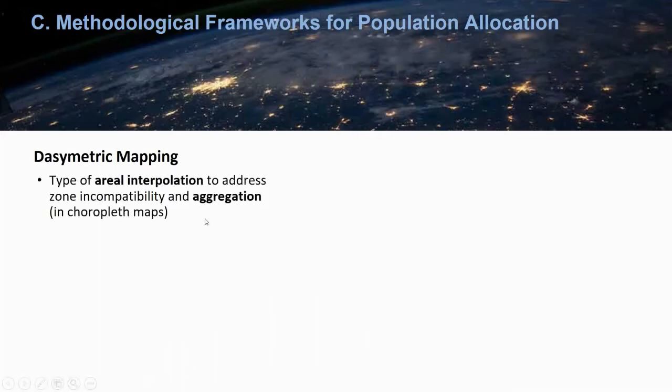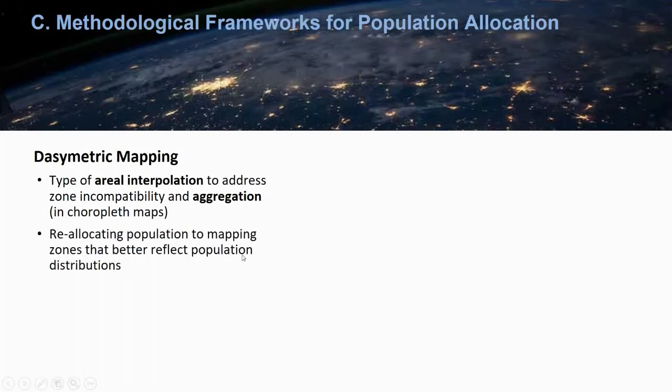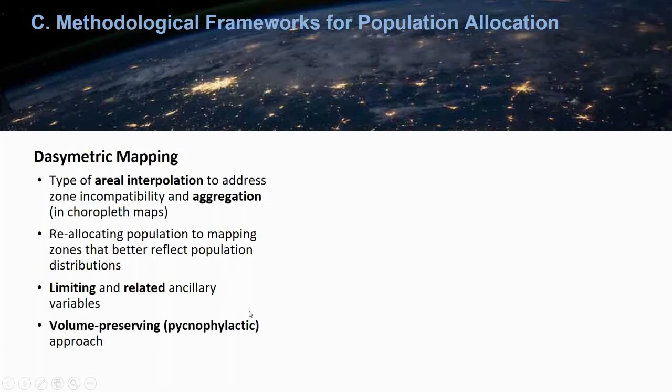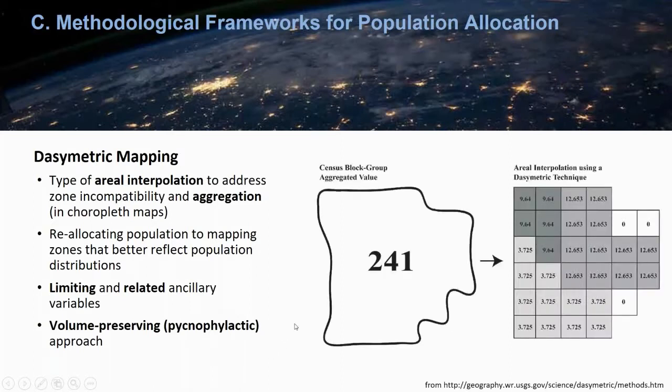Based on these simple methods, dasymetric mapping has been studied for quite some time. It's another type of areal interpolation to address zone incompatibility and aggregation, which is typically the case in choropleth maps. We're trying to reallocate population to mapping zones that hopefully reflect population distributions in more objective ways. We do so, and that's the big difference, using so-called ancillary variables. There are limiting and related ancillary variables to make estimates that are also volume preserving. As I mentioned before, they are supposed to maintain the population counts in our source area.